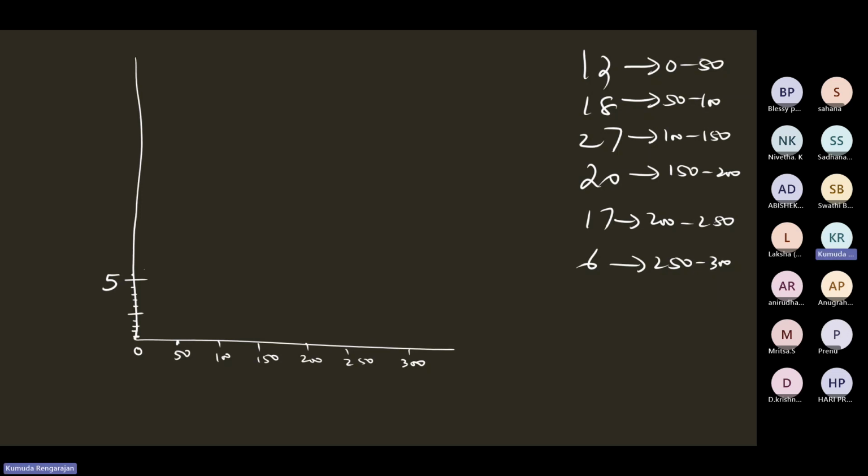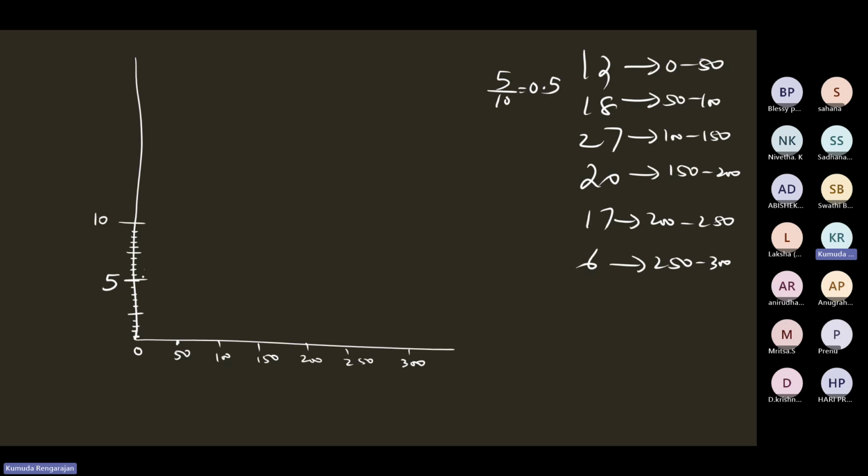So this is 5. 1, 2, 3, 4, 5, 6, 7, 8, 9, 10. This is 10. And so on, children. So let's just understand how to mark 12. Okay. So this is 5. So what's the value? 5 by 10? 5 by 10 is 0.5.